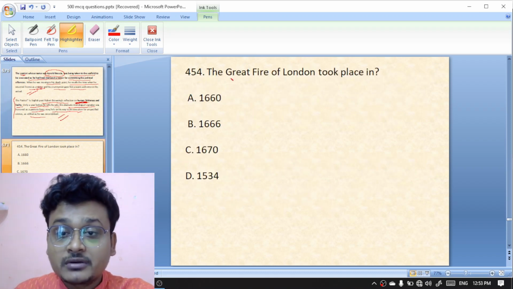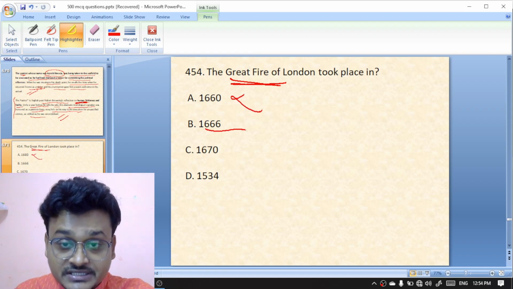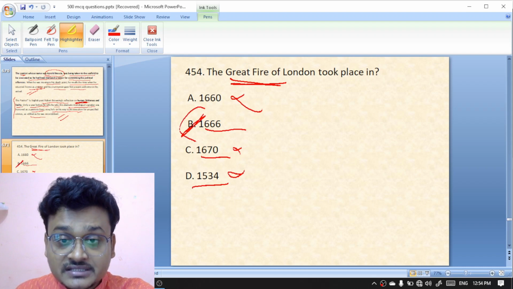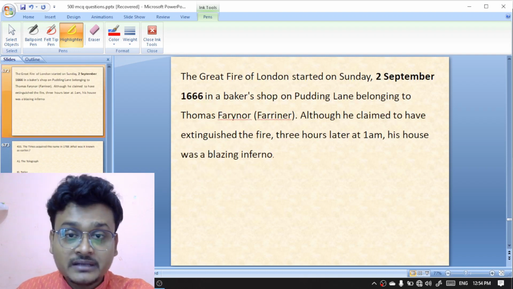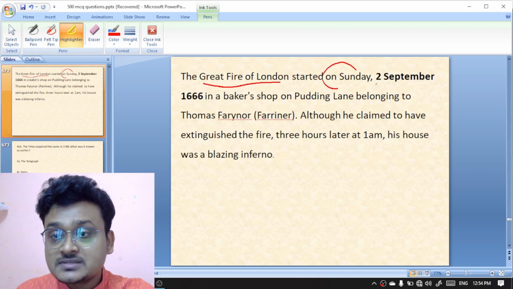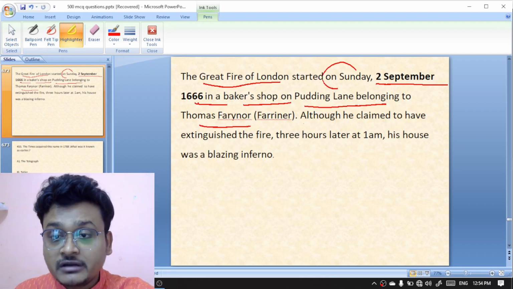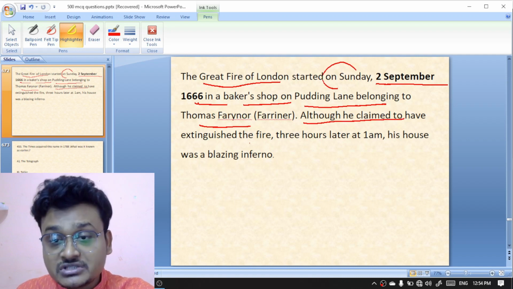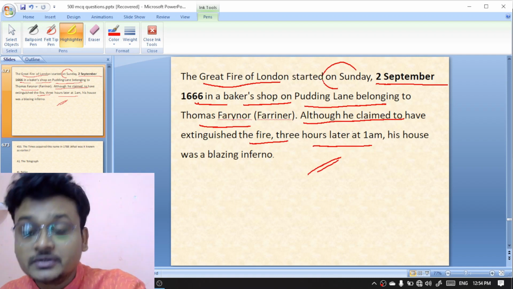Okay, the Great Fire of London. The Great Fire of London took place in which year? 1660, 1666, 1670, 1680. So here it is 1666. On 2nd September 1666, the Great Fire of London took place. The Great Fire of London started on Sunday, 2nd September 1666, in a bakery shop on Pudding Lane, belonging to Thomas Farriner. Although he claimed to have extinguished the fire, 3 hours later at 1 a.m. his house was a blazing inferno.